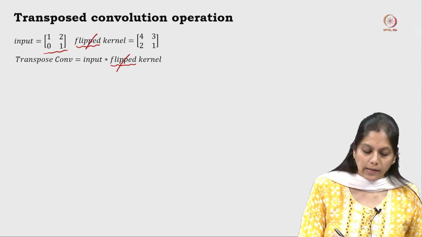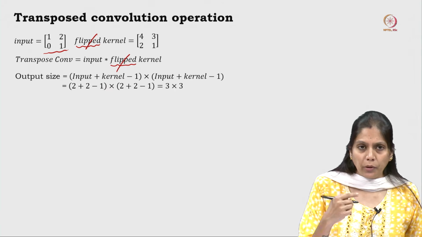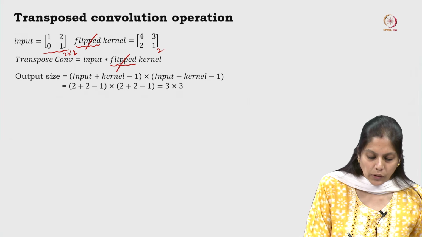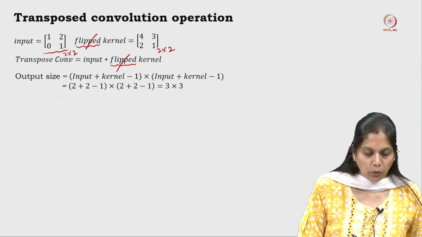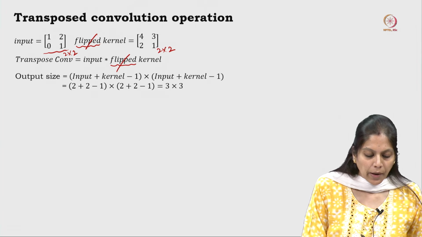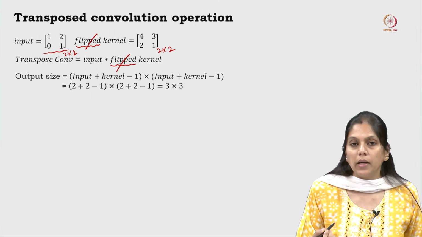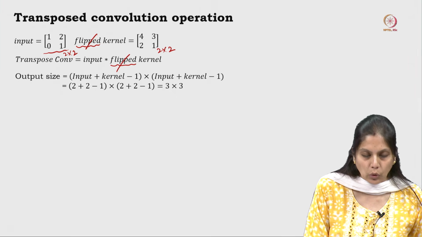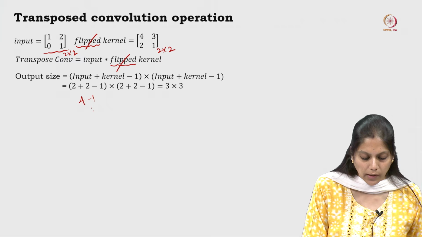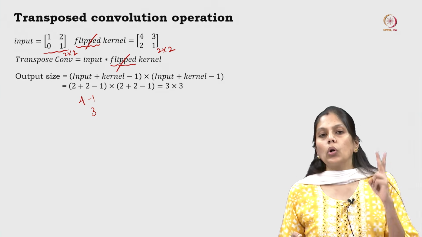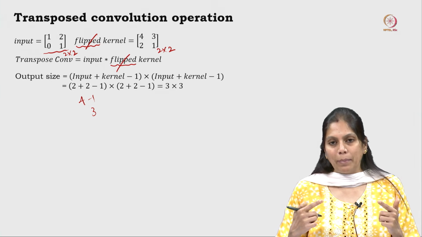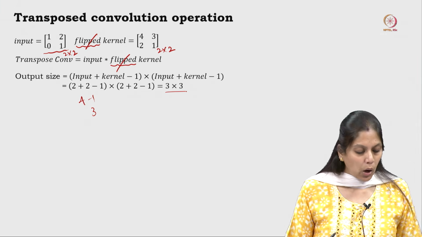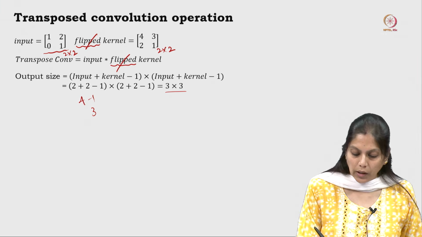What is the size here? What will be the output size? You see input is 2 cross 2 and the kernel is 2 cross 2, and what will be the output size? It is input plus kernel minus 1. Input value is 2, kernel value is 2, minus 1. So, 2 plus 2 is 4, minus 1 is 3. So, the 2 cross 2 input is now upsampled, the size is increasing. We have increased to 3 cross 3. How are you increasing to 3 cross 3?